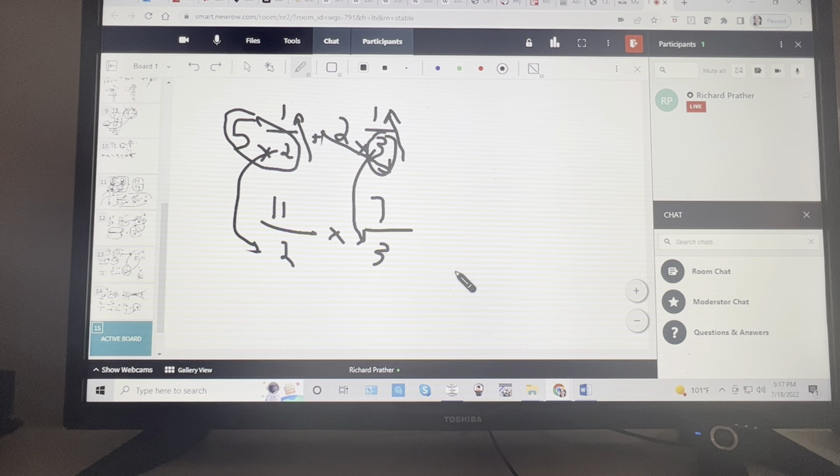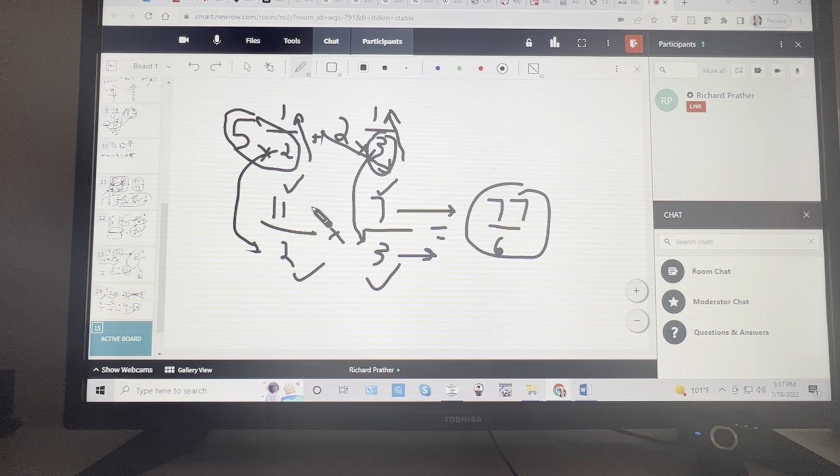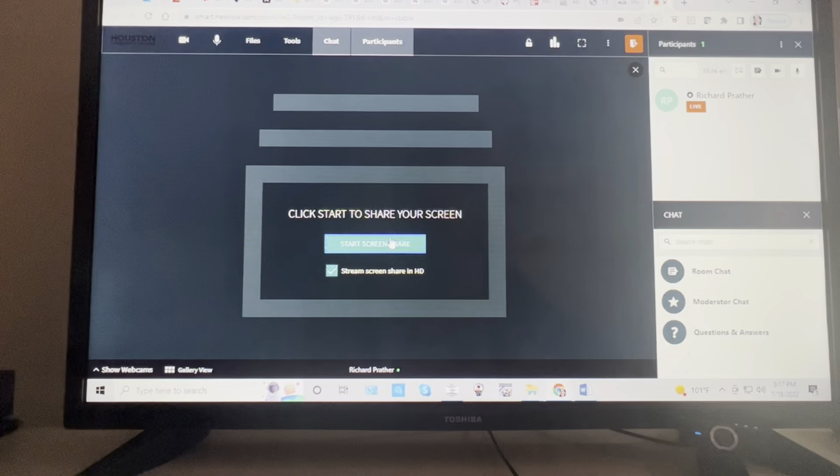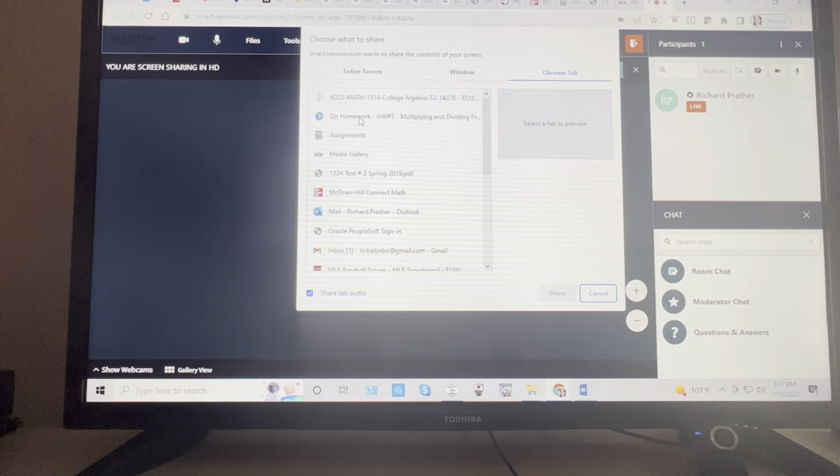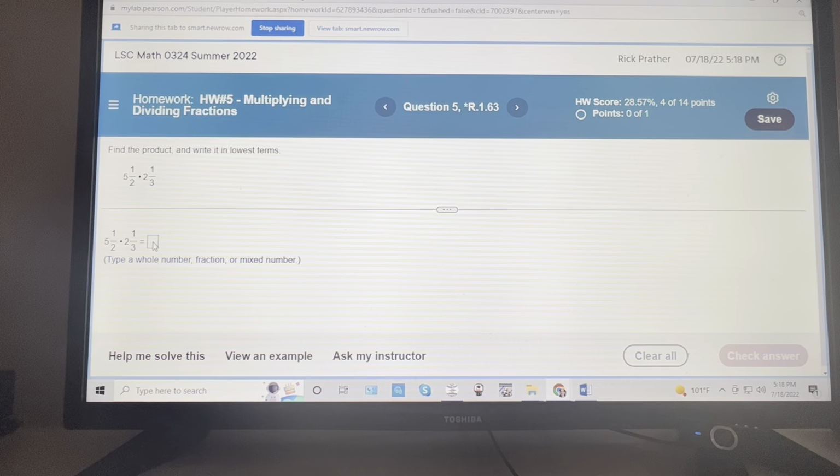Once you've done that, now it's exactly the same as the last handful of problems. And 11 and 7 are prime, 2 and 3 are prime, nothing's gonna reduce here. So I just go straight across, 11 times 7 is 77, 2 times 3 is 6, this definitely won't reduce because nothing in here reduced. If 2 doesn't reduce with 11 or 7, if 3 doesn't reduce with 11 or 7, then there's no way this answer can reduce. 77 over 6. Because otherwise it might be hard to tell, does 77 over 6 reduce or not?